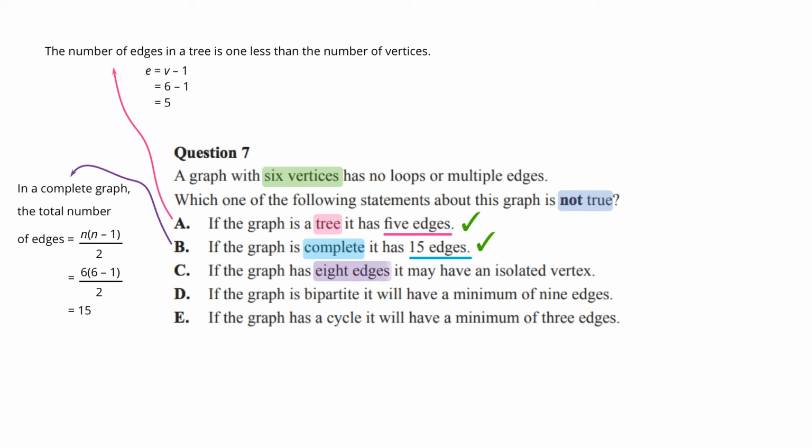Option C. If the graph has 8 edges, it may have an isolated vertex. Now here are the 6 vertices, and now let's connect them with 8 edges. Notice that one of the vertices is isolated, so this option is true as well. Option D. If the graph is bipartite, it will have a minimum of 9 edges.